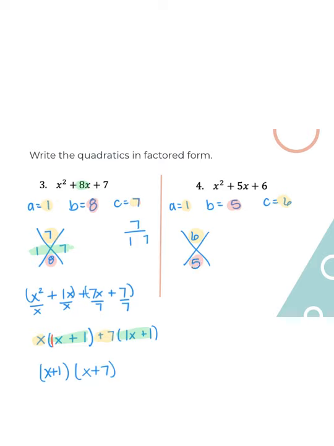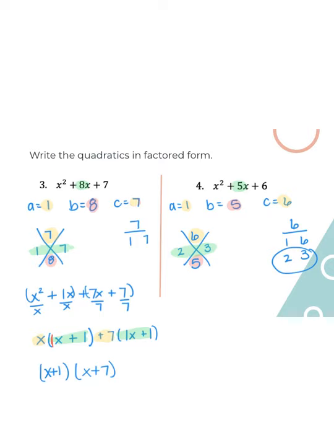Okay, find all my factors of 6. I know 1 times 6 is 6. And I know 2 times 3 is 6. Well, the only two that will multiply to 6 but add to 5 are 2 and 3. So I'm going to have a 2 here and a 3 here. I'm going to rewrite, and I'm going to replace my B factor with those two right there.